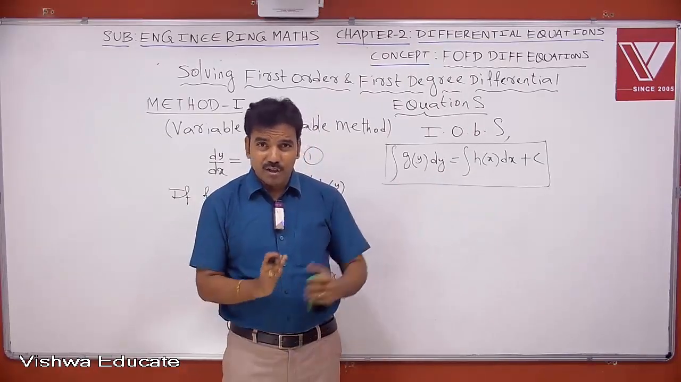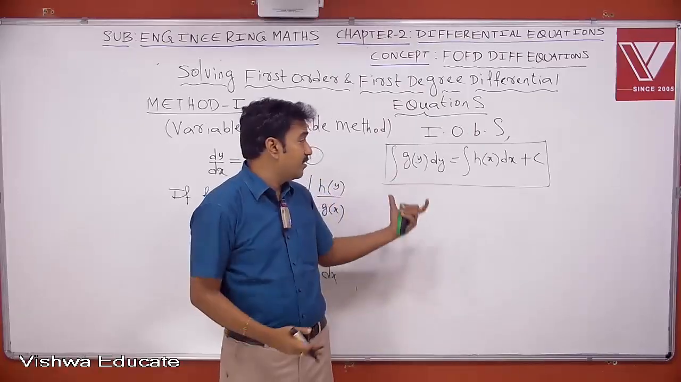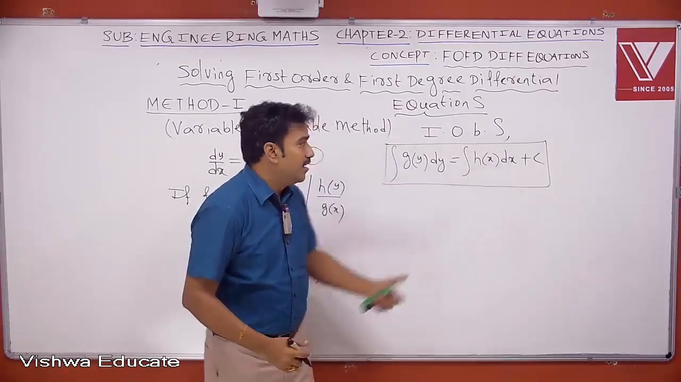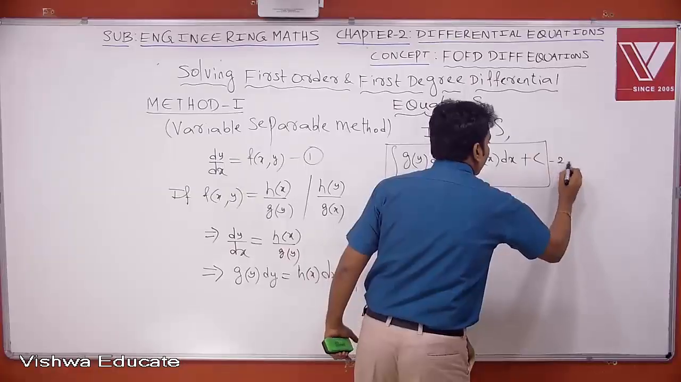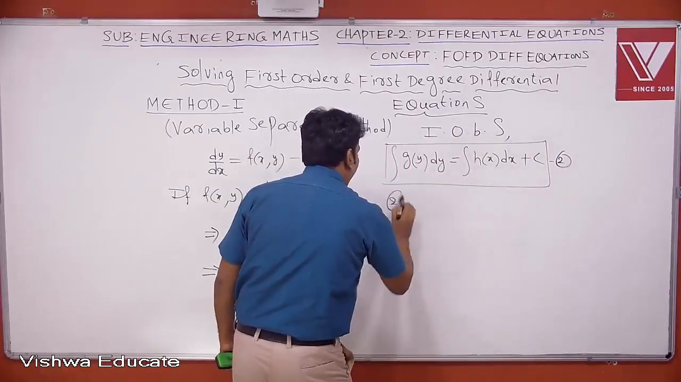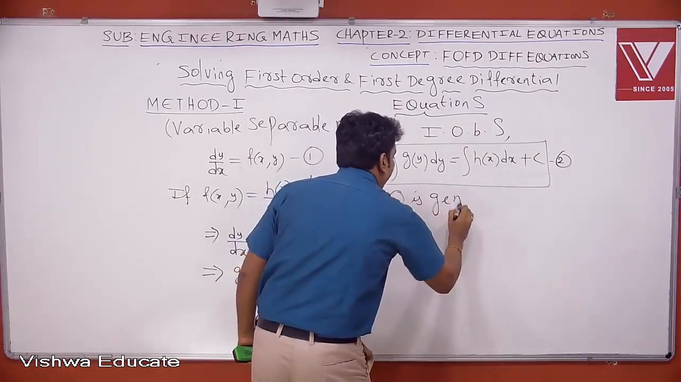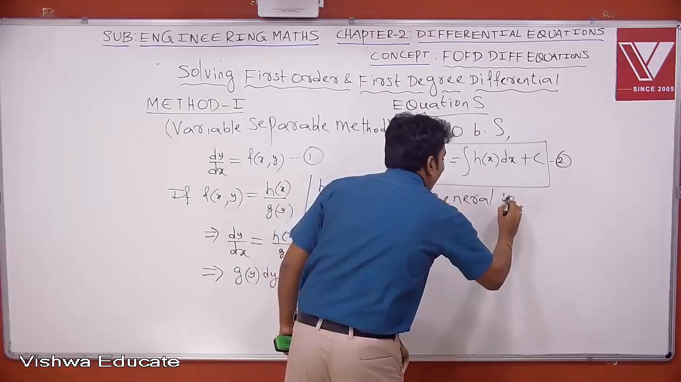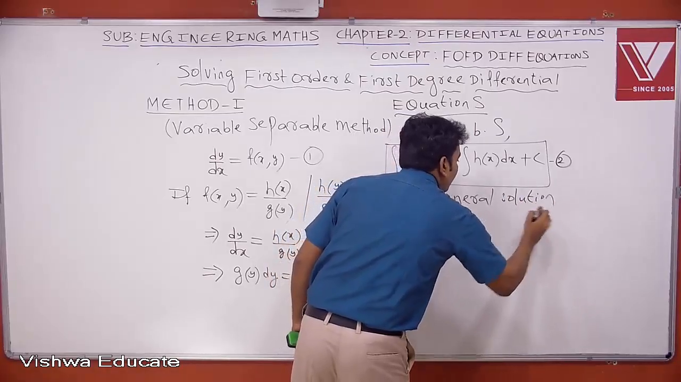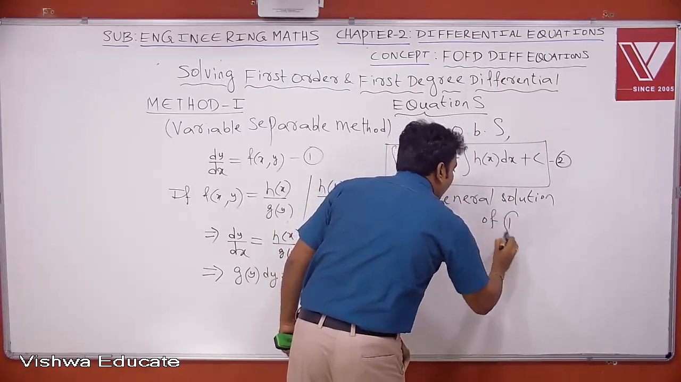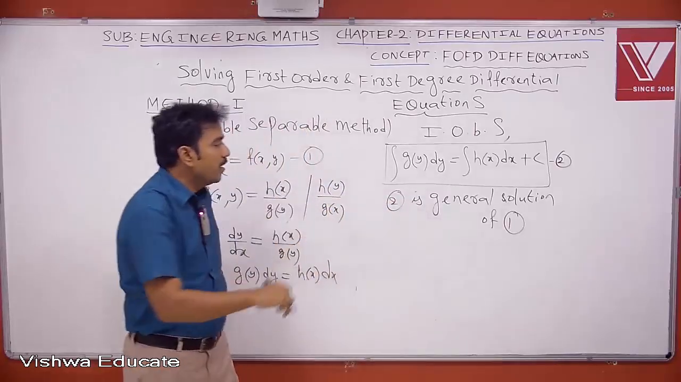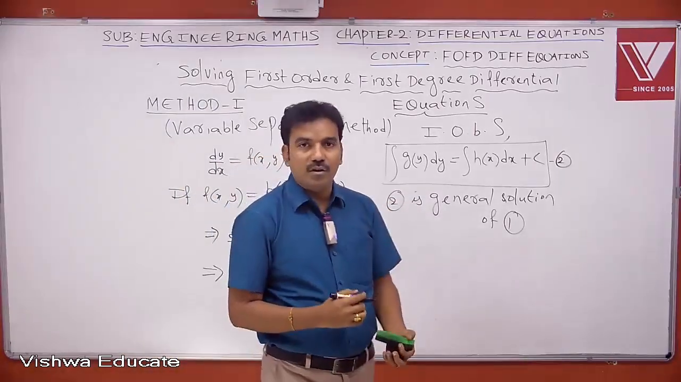It doesn't matter whether you write c on left side or right side. So therefore, this is called equation 2, and this equation 2 we call the general solution of equation 1. Hope you understand. Note all these points.